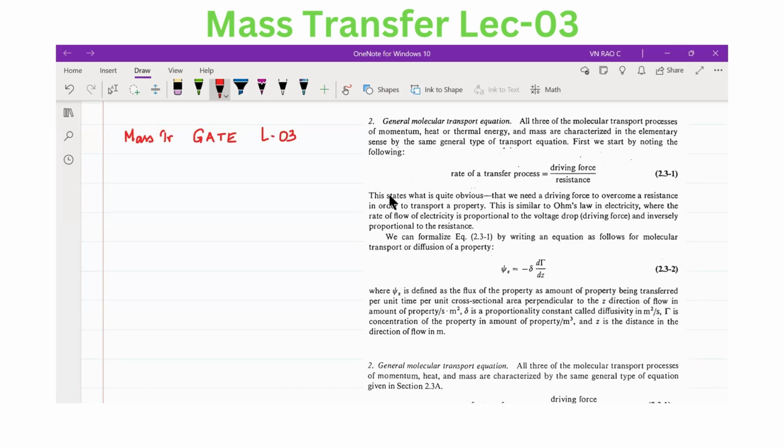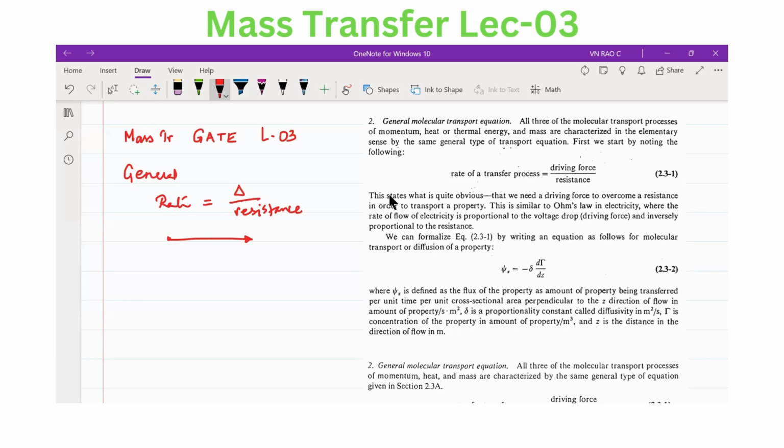Today we are going to look at the general molecular transport equation, which says the rate of a transfer process is equivalent to some driving force divided by resistance. In general, this is an equation which states that a driving force is needed to overcome resistance in order to transport a property. That means transporting a property from one place to another place, or one substance to another substance, one phase to another phase.